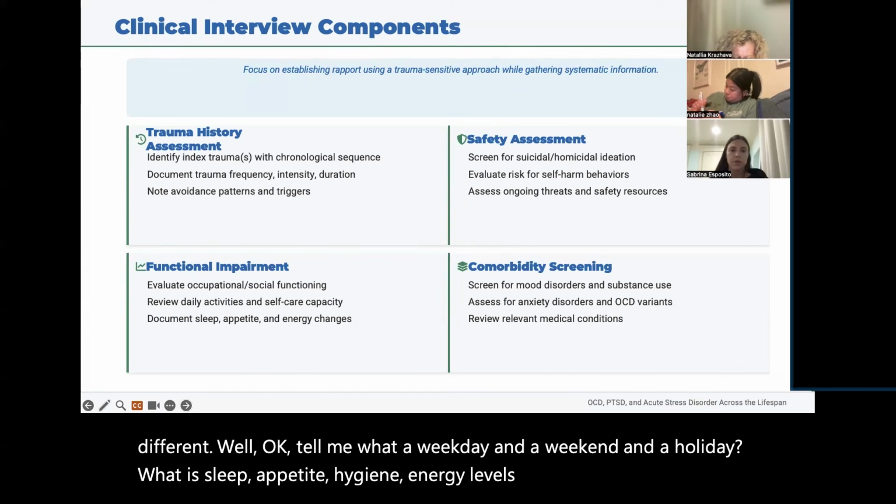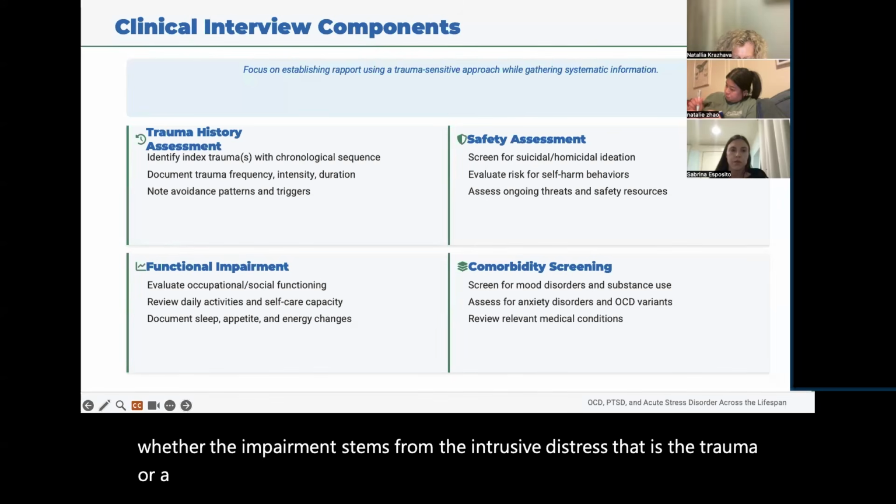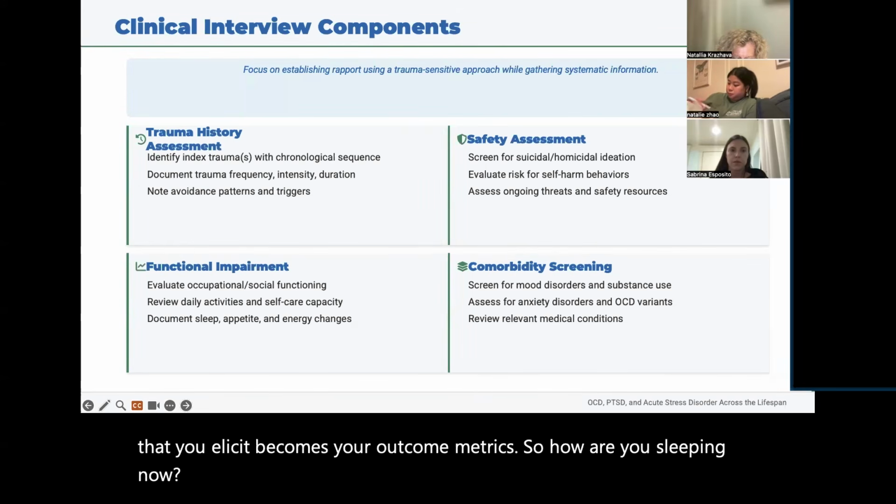You want to determine whether the impairment stems from the intrusive distress, that is the trauma, or a ritualized control of behaviors, that is the OCD. Because the functional data that you elicit becomes your outcome metric. So, how are you sleeping now? Good, that's what I can measure.